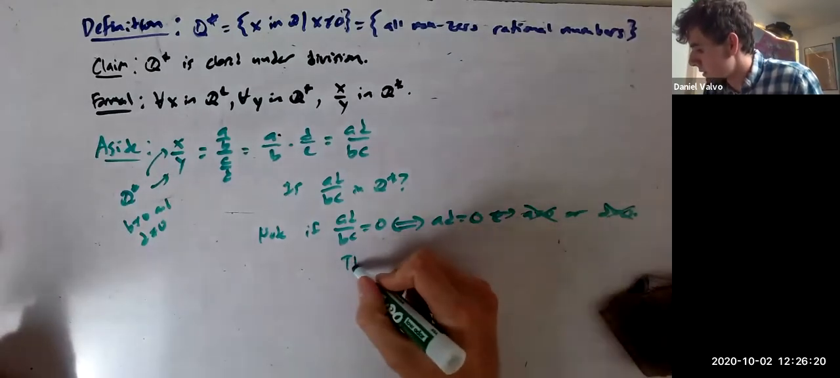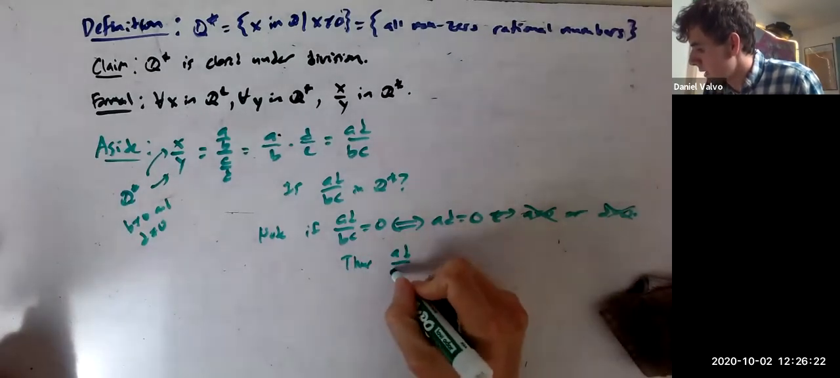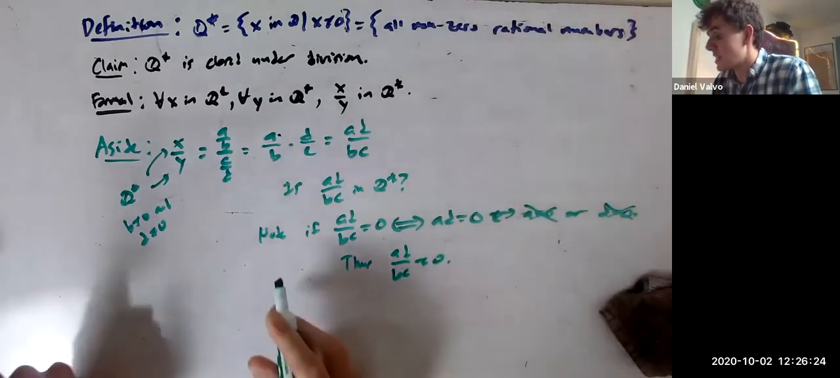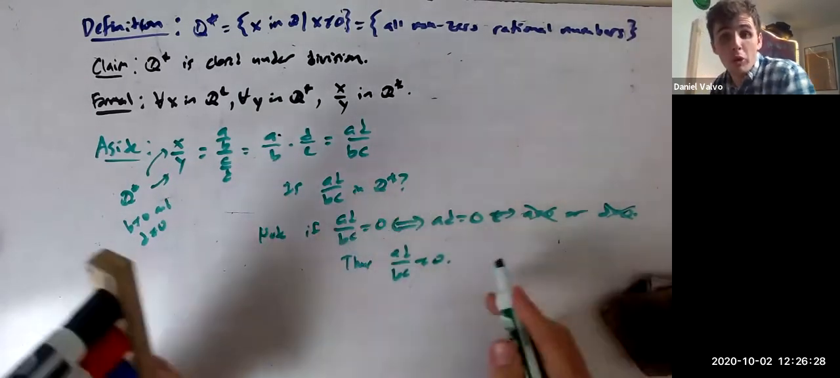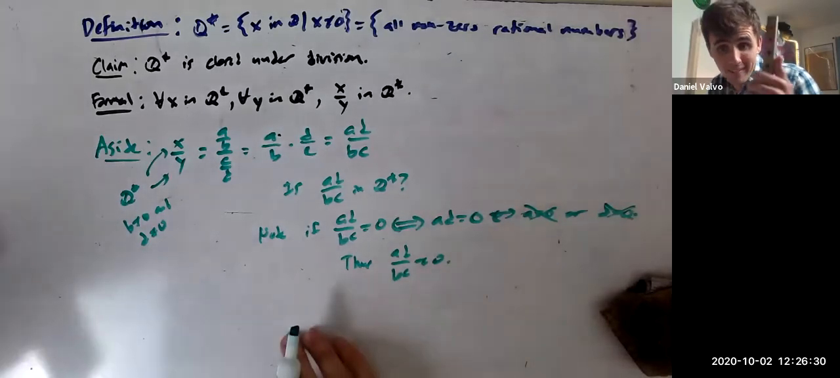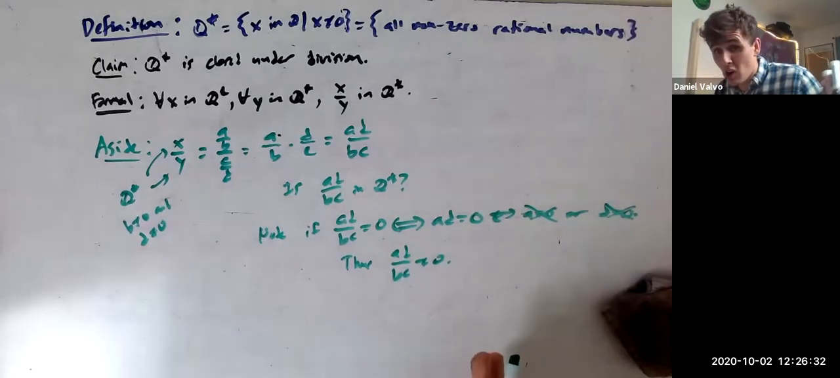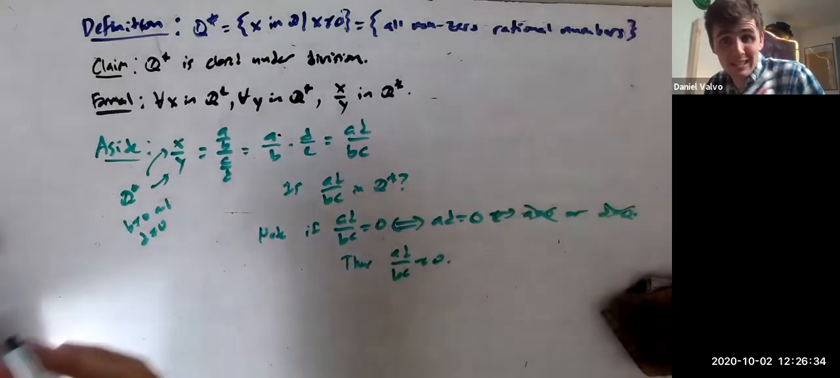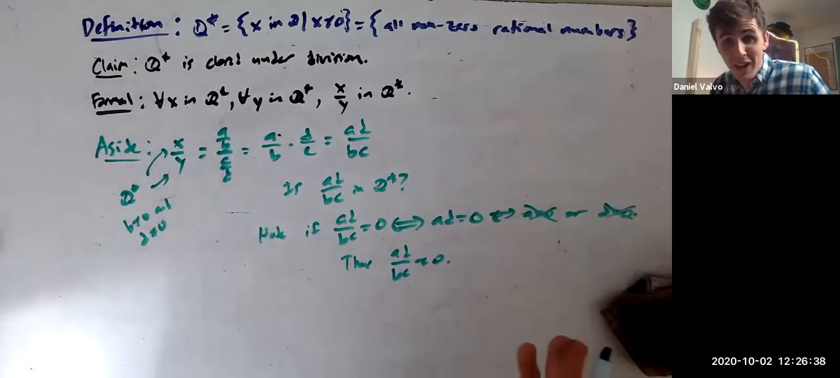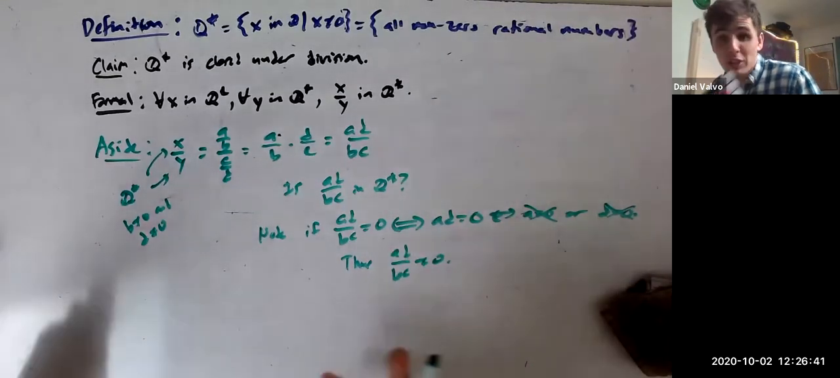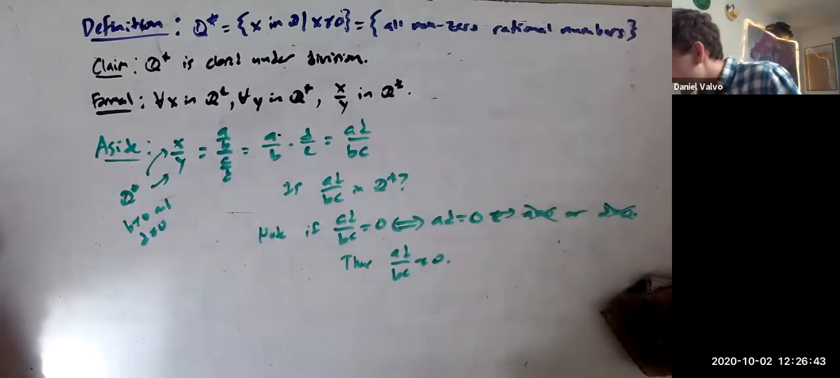So thus, AD over BC is not equal to 0. Since if it did, that would mean AD equals 0, which means A equals 0 or D equals 0, and neither of those can happen. Okay, so we know it's non-zero, but is it a rational? If it is a non-zero rational, then we've shown that the non-zero rationals are closed under division. So let's get into it.